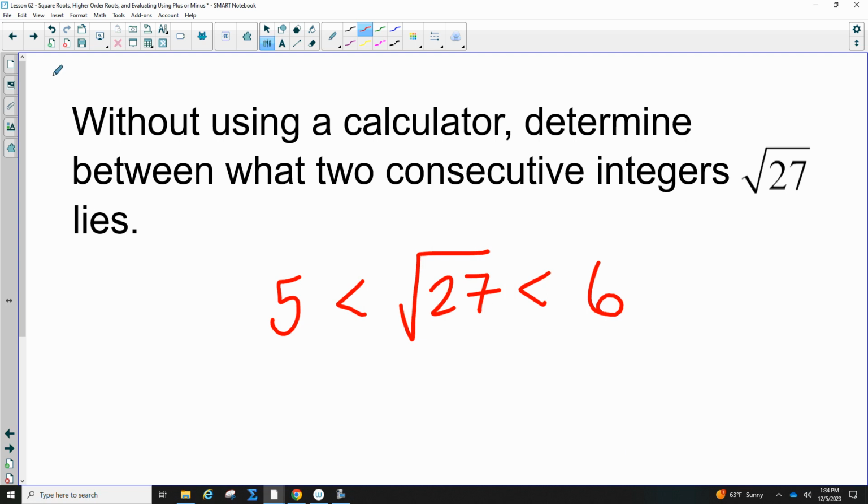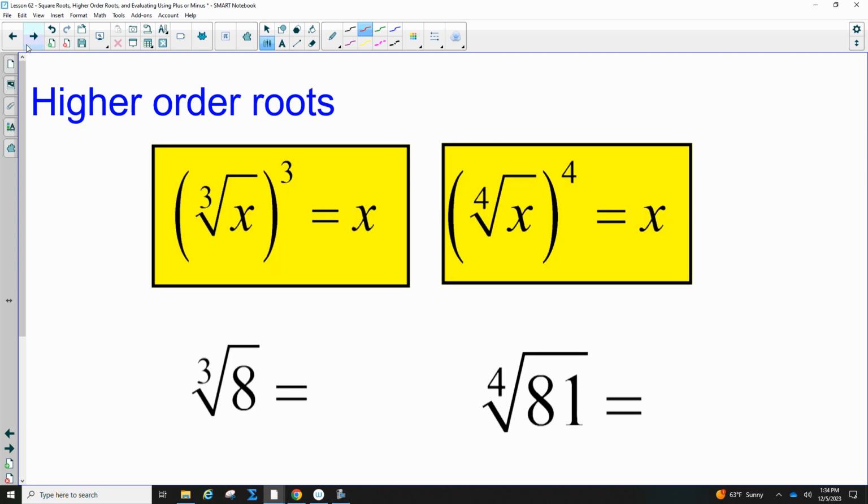All right, what about like cube roots and fourth roots? So if I cube a cube root, I just get x. So the cube root and the cube are inverse operations, just like the fourth root to the fourth power, those would cancel each other out. All right, so you're going to have problems like this.